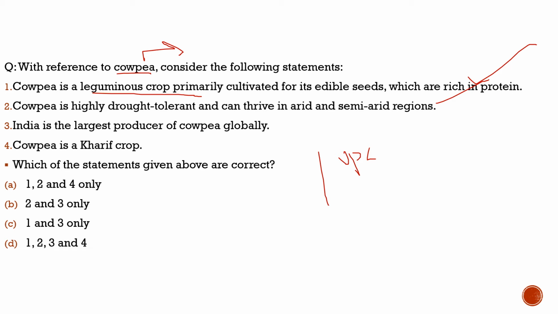Third statement: India is the largest producer of coffee globally. Totally incorrect. It is Nigeria which is the largest producer of coffee, not India. India produces it in abundance, but it is Nigeria which is the largest producer. So the third statement is incorrect. Fourth: coffee is a kharif crop, 100% correct. So with respect to this question, the correct statements are statement 1, statement 2, and statement 4. And from the code given below, the correct code would be option A.